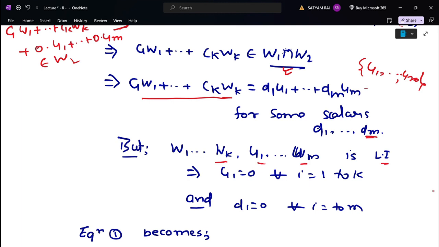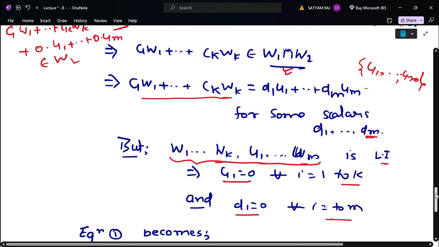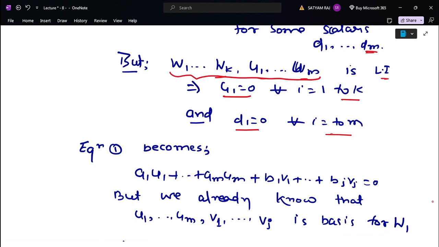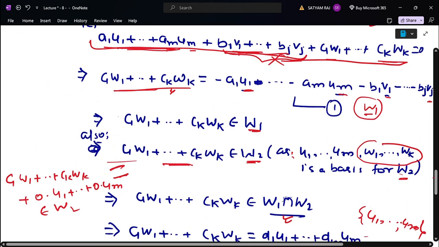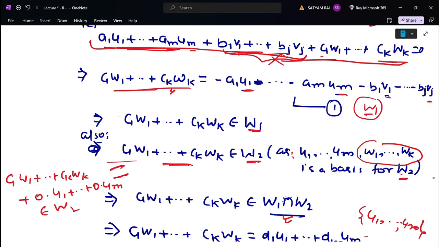Okay, but W1 to WK and U1 to UM is Li. Why? W1 to WK and U1 to UM is Li because this is a basis for W2. Remember, it means Ci will be 0 from 1 to K and Di will be 0 for 1 to M. So what we got here is all the Ci's are 0. Now the remaining task is to show Ai's are zeros and Bi's are 0.